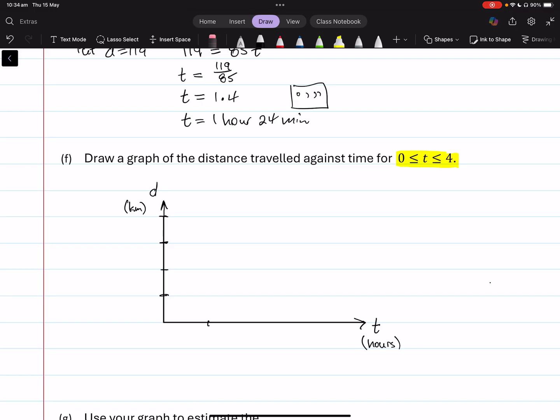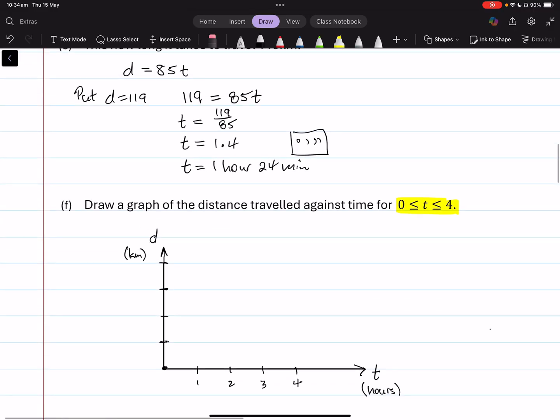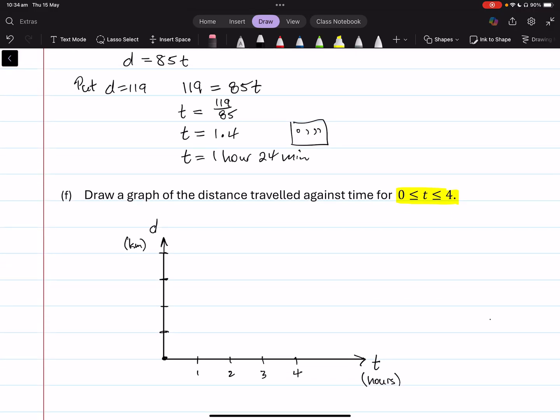I'm going to go across here. 1. Shall bring that back a little bit. 1 hour, 2 hours, 3 hours, 4 hours. 1, 2, 3, 4. Now I'll put a dot at the origin there, because when you have no time, the train won't travel at all. After 1 hour, if you put 1 into the formula, d equals 85 times 1, which will be 85. So this will be 85. In fact, you can see it's going 85. Every time you go up 1 for time, you'll add on another 85 kilometers, which makes sense.